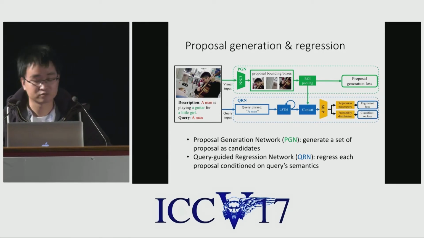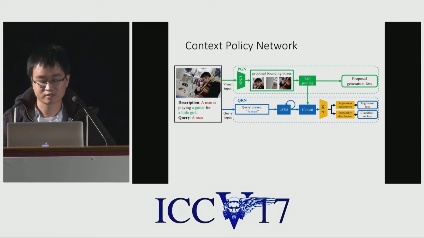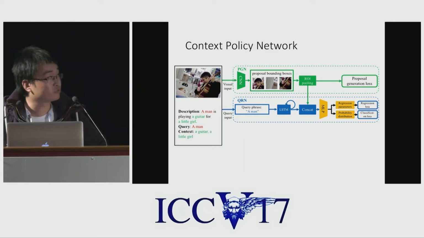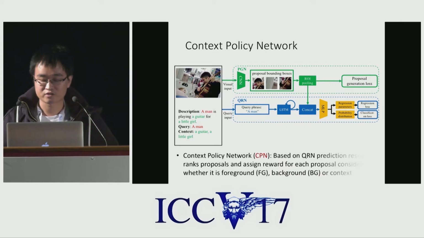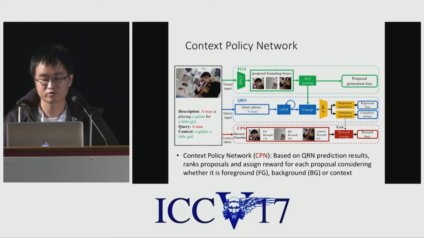And don't forget, we still have the context information. So we propose another network, the Context Policy Network. Based on the QRN's prediction results, the CPN tries to rank these proposals and assign a reward for each proposal, considering whether it is foreground, background, or context, and backpropagates this reward as policy gradient to guide the training of the PGN and the QRN.